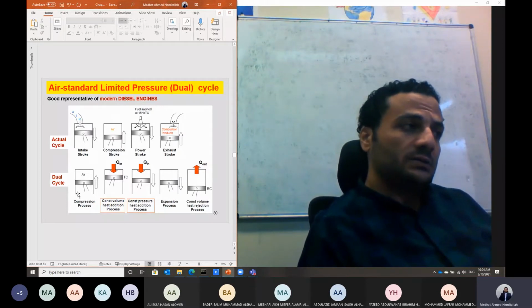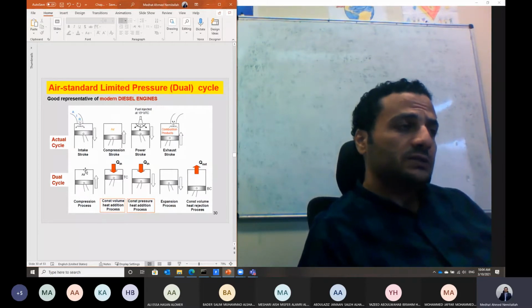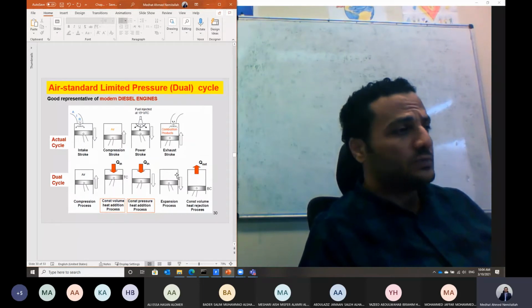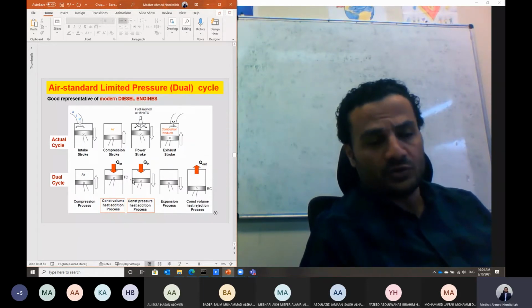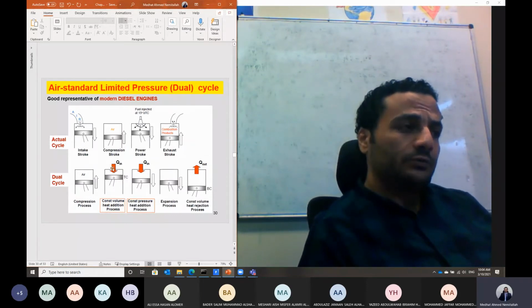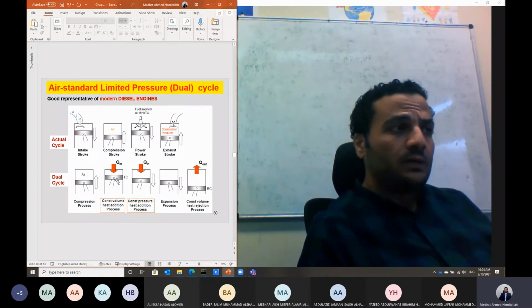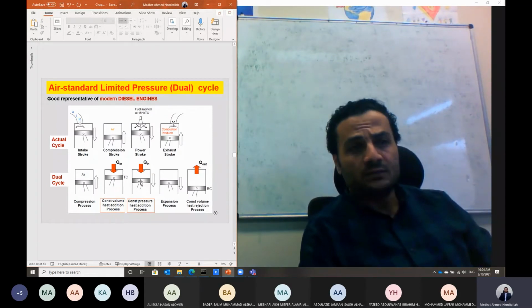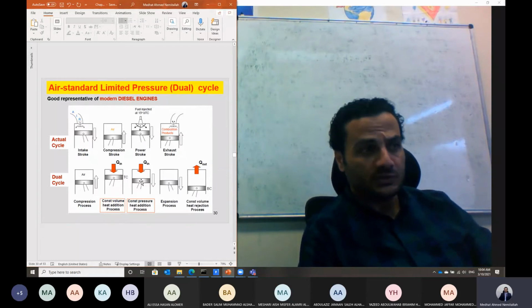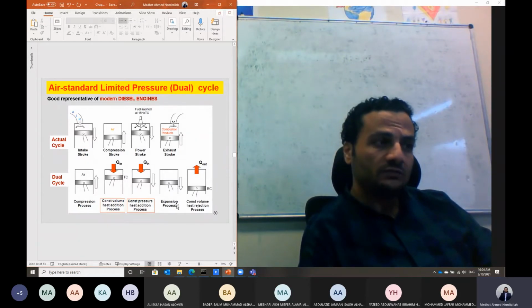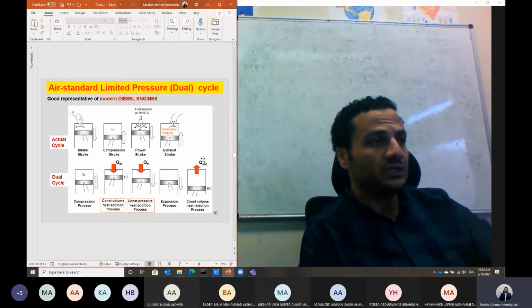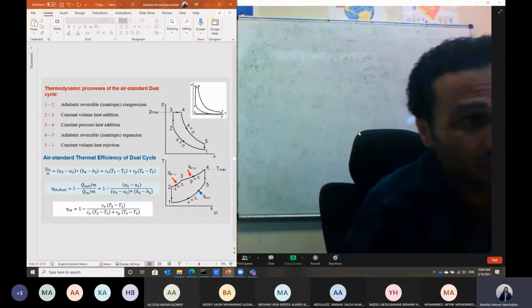Here in the air standard dual cycle, as we said, we only have air, and we assume the system is closed. We don't have combustion in this case, but part of the heat is added at constant volume, and the remaining part of the heat is added during the expansion stroke at constant pressure. And then we should have the expansion stroke, and at the end we should have the heat rejection stroke.